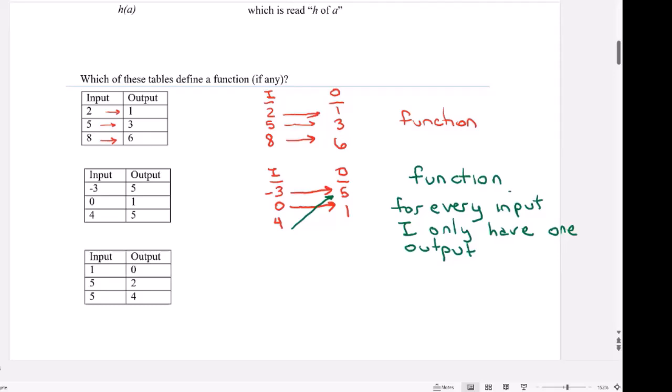Okay. And let's do the last one, and then I'm going to make it more real life. So the last one is, here's my input, here's my output. 1, 5. Remember, I'm only going to put 1, 5. And I have 0, 2, 4. So when I input 1, out comes 0. I input 5, out comes 2. I input 5, out comes 4. This is not a function.